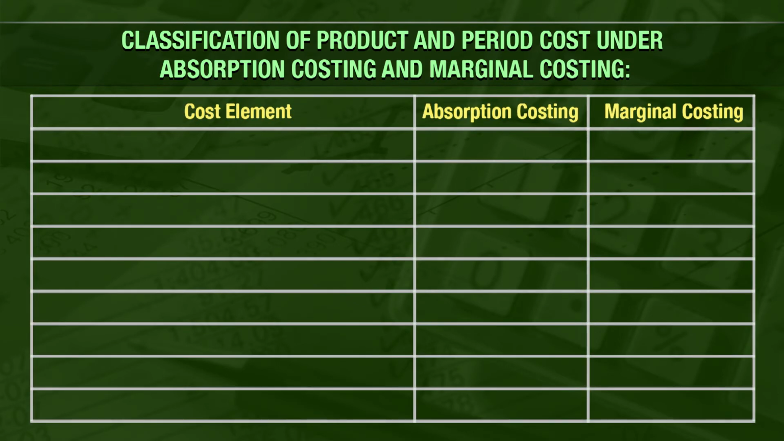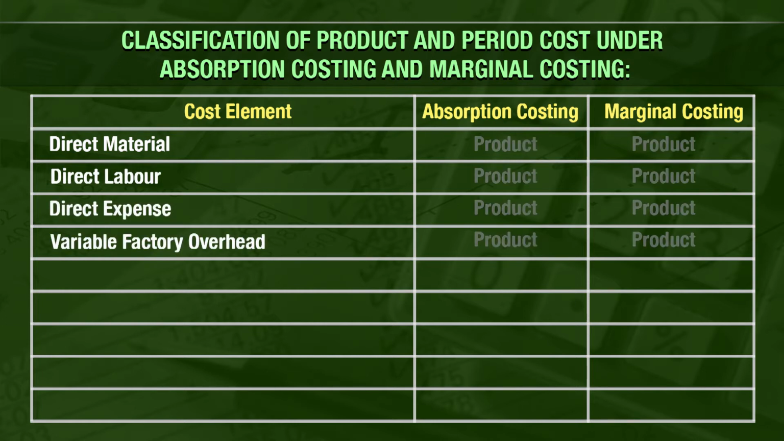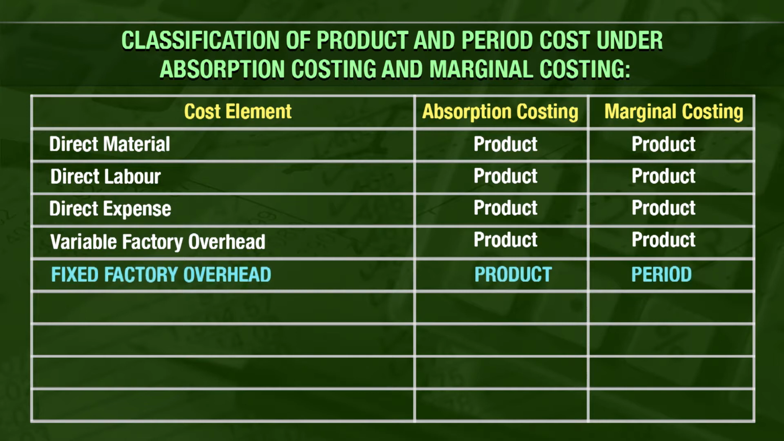As we know that direct material, direct labor, direct expense and variable factory overheads are product cost under absorption costing and marginal costing. There is only one point of difference between absorption costing and marginal costing, which is to consider fixed factory overhead as a product cost in case of absorption costing, while in case of marginal costing it is considered as a period cost.